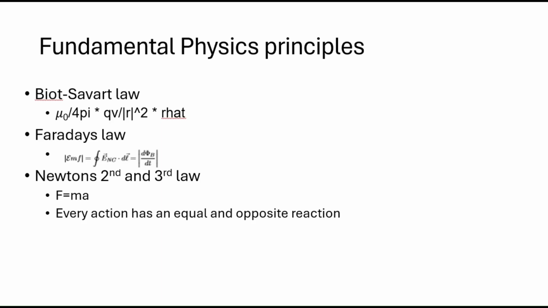So, some fundamental physics principles. First, the Biot-Savart law, which looks a little funky in here because of the layout, but we should be pretty familiar with that by now. And then Faraday's law, which shows the EMF as equal to the derivative of flux. And then Newton's second and third law, F equals ma, and every action has an equal and opposite reaction. Oh, this EMF is actually equal to the negative derivative of flux, but since we're finding the absolute value, it doesn't matter for that.